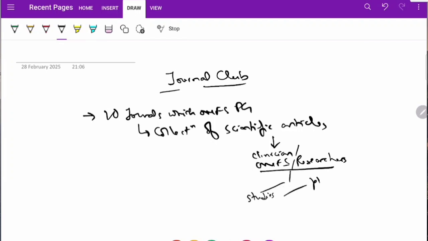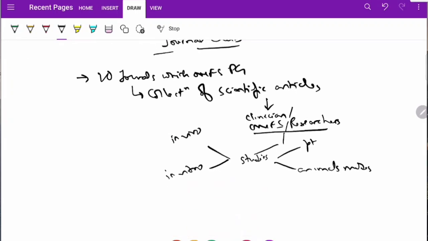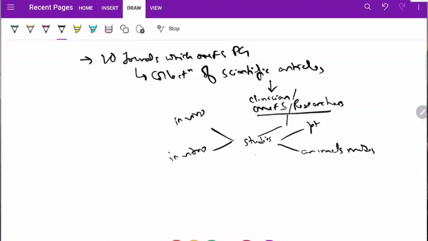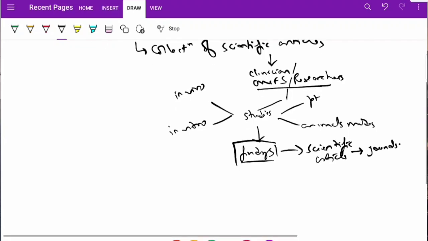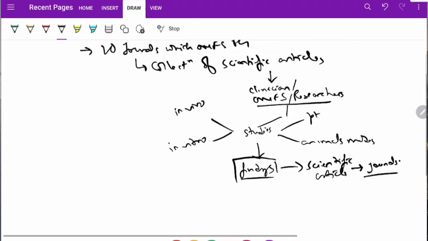which can be based on patients or animal models, that can be in vivo studies or in vitro studies, and based on those studies they publish their findings in the form of scientific articles, and these articles are published in journals, which we have already talked about last week.